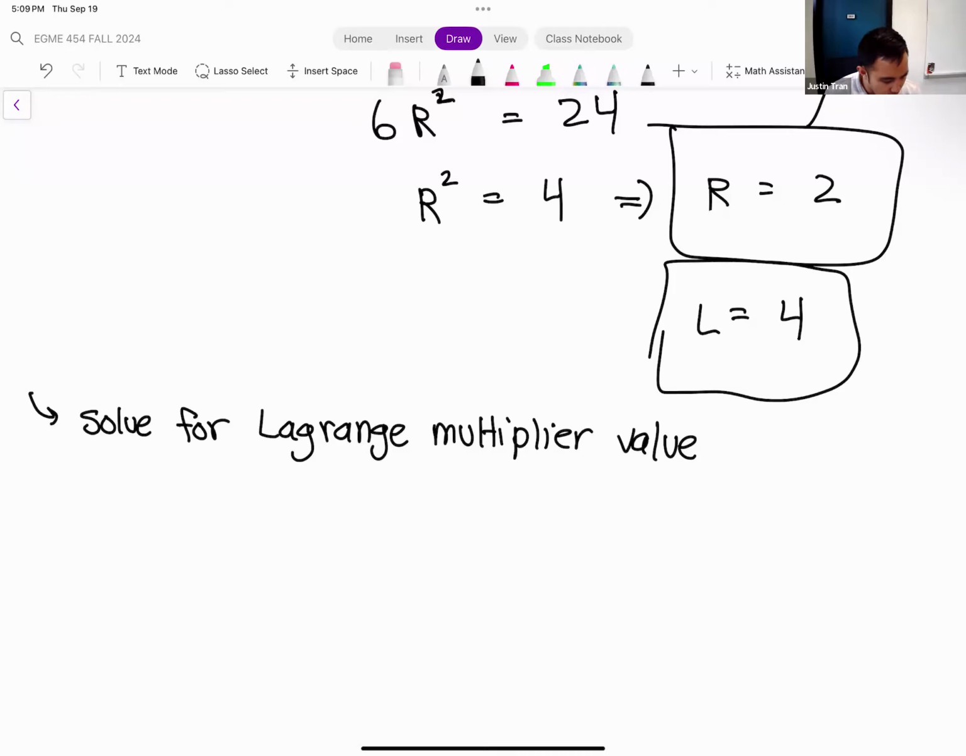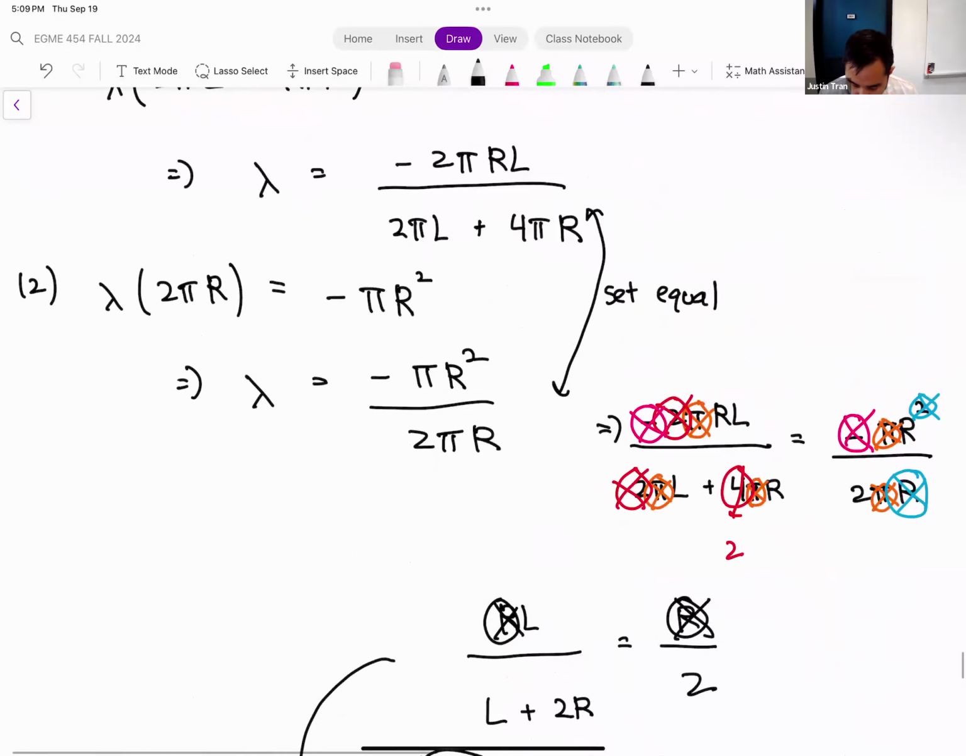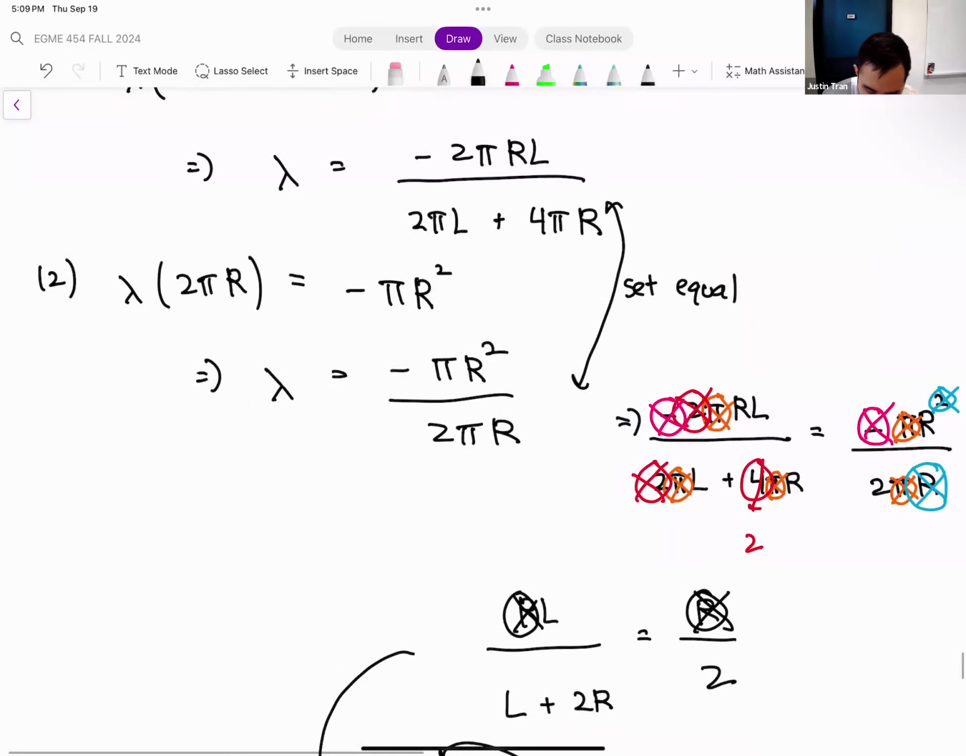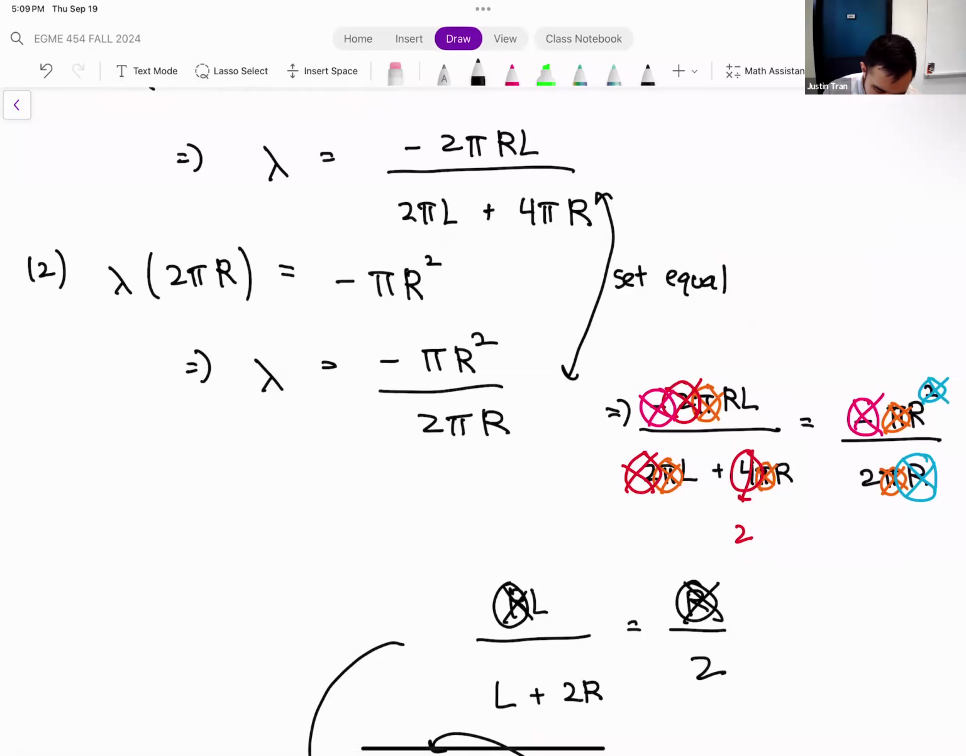So you can use either of the equations. So to go back up here, you can use either of these two equations to solve for the value of lambda. I'm going to use this one just because it's a little bit simpler.